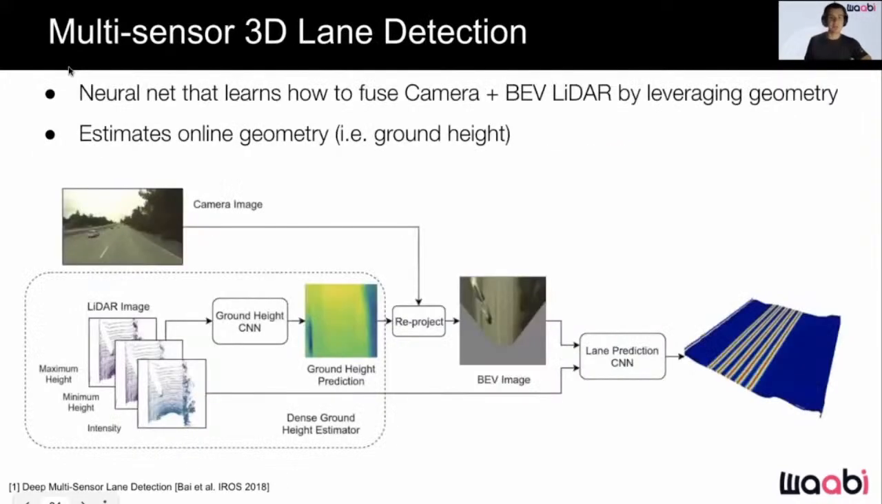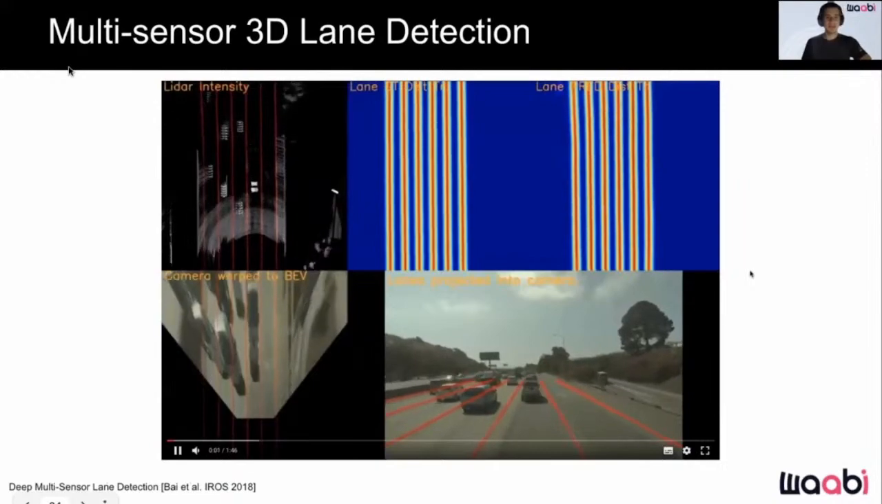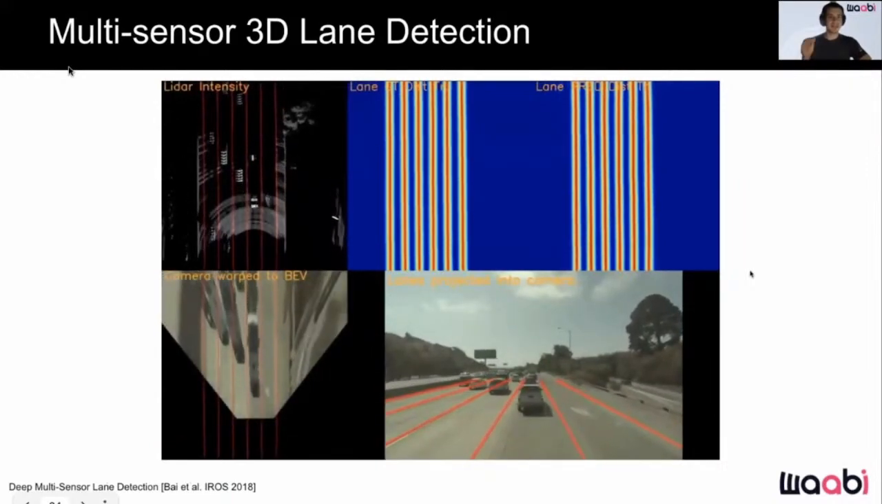In contrast, Bai et al. fuse camera and LiDAR sensors for a more robust 3D lane detection. In particular, they first rasterize the LiDAR inputs into bird's eye view, and then a CNN outputs the dense ground height from LiDAR, which is used to reproject the camera image into bird's eye view. Finally, camera and LiDAR bird's eye view are inputted into a CNN that outputs the lane boundaries. As you can see in this video, this approach produces very precise boundaries in 3D for all of the given lanes.